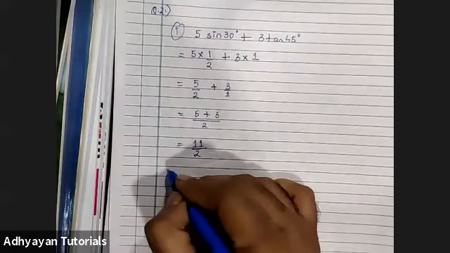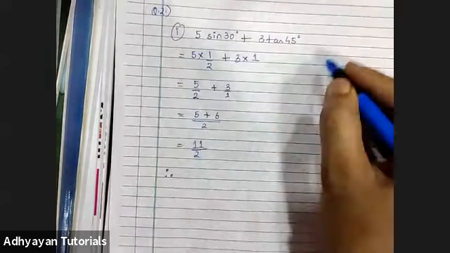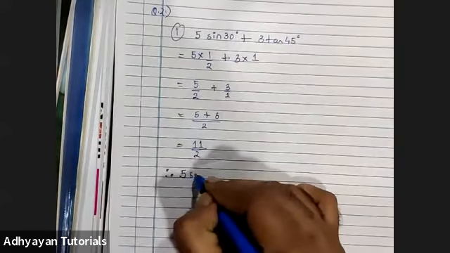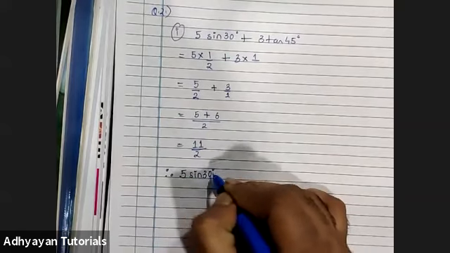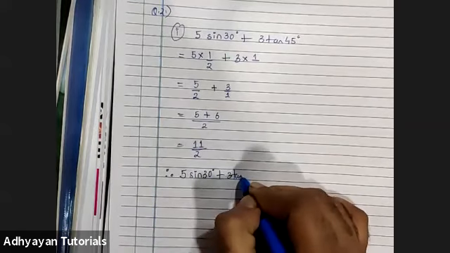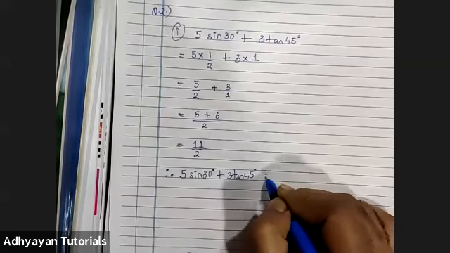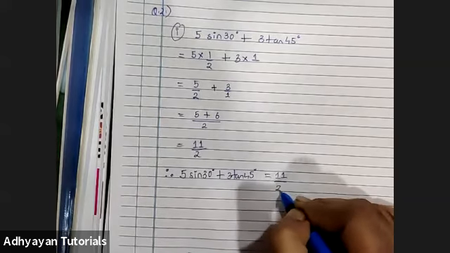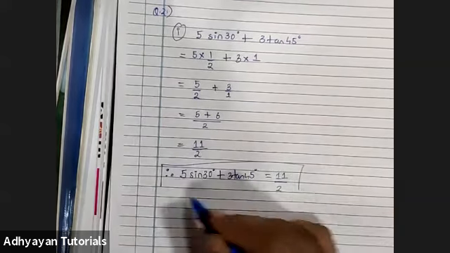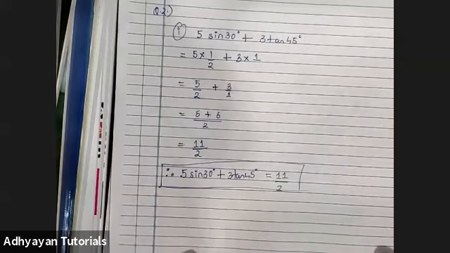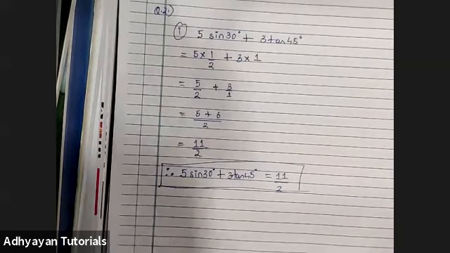And at the end, if you forget to write the final statement wherein you quote the question, that is 5 sine 30 plus 3 tan 45 is equals to 11 upon 2, you lose half a mark if you don't write this at the end. Yeah, you don't have to draw the box anyways. I've just done that.